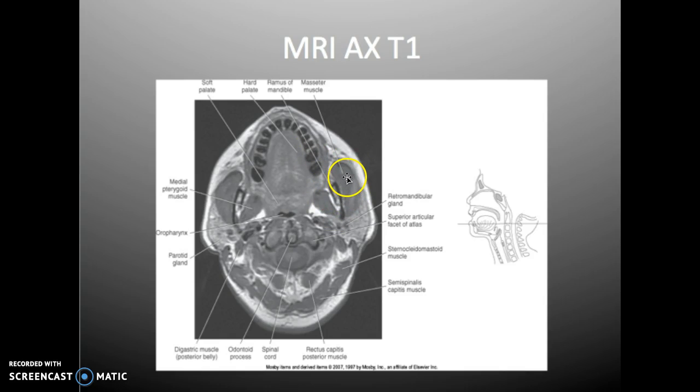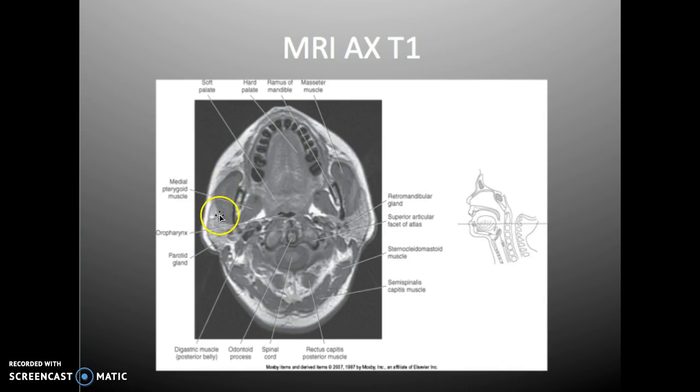This is your masseter muscle, and I want you to know your sternocleidomastoid muscle and your semispinalis capitis muscle coming across there. This is your spinal cord there in the middle with your dens. And I want you to know your parotid gland. So take a look at the density of the parotid gland. As you can see, it's a different density than the muscle.